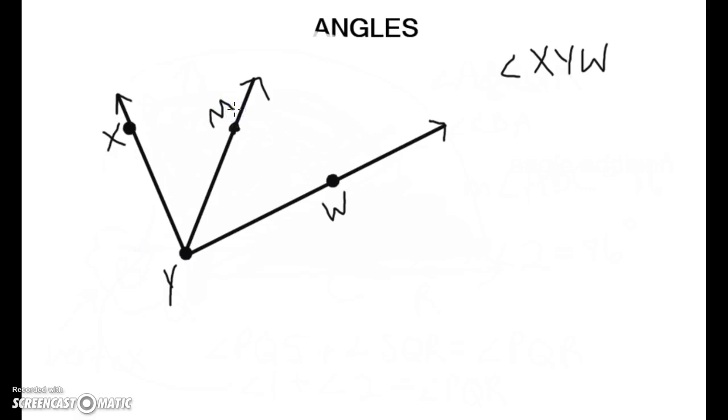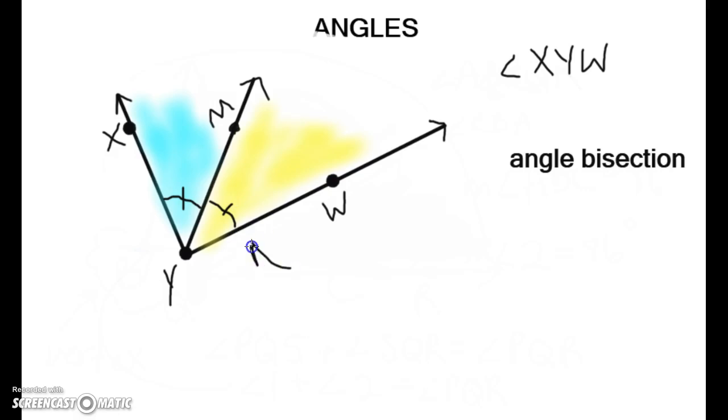When it goes dead through the middle of the angle in the interior, it's actually creating two smaller angles that are equal. When this third ray shows up right dead in the middle, this is called angle bisection, and it is a bisector, and what it's doing is it's creating the blue angle equal to the yellow angle, and you can mark it like that.